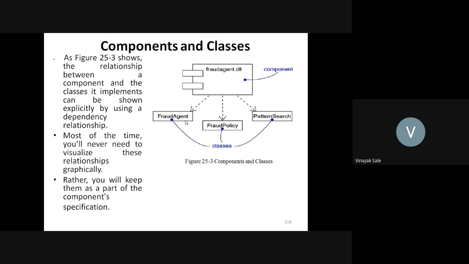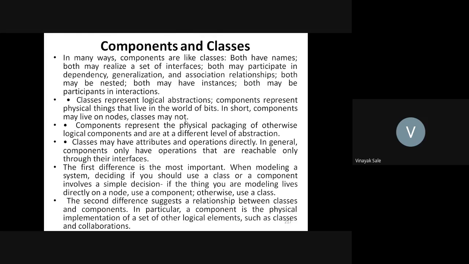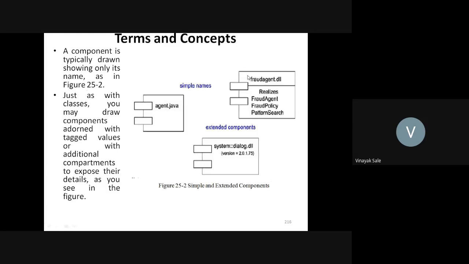Most of the time you will never need to visualize these relationships graphically. Rather, you will keep them as a part of the component specification. Sometimes you should show it like this. This is the component agent.dll, and these are the different classes of that component.